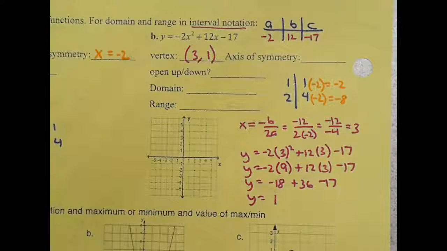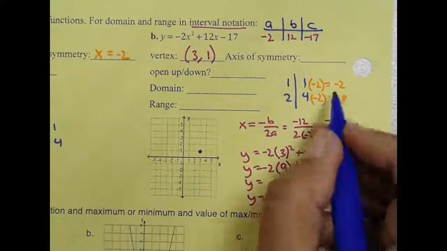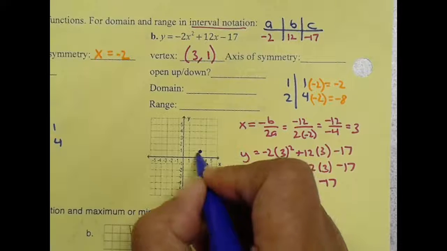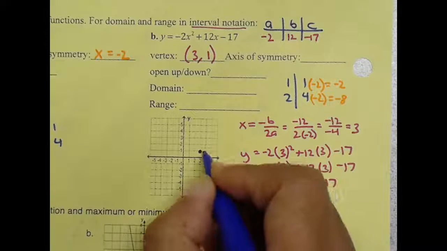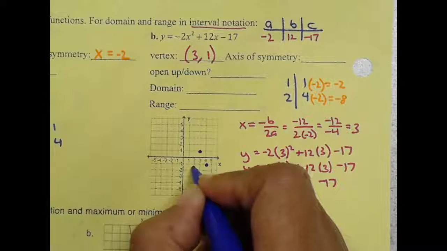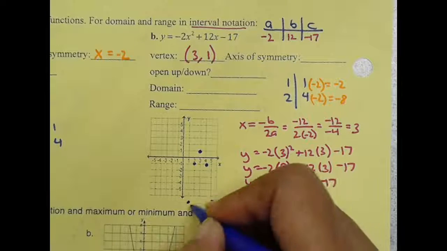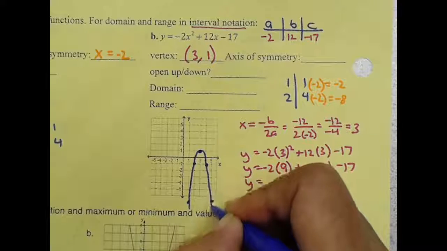So we're going to start with our vertex, which is 3, positive 1. And then we're going to plot these points. So we want to go right 1, down 2, right 2, down 8 is one more past that. Okay, left 1, down 2, left 2, down 8, and again it's past that. You should be drawing U shapes, not V's.